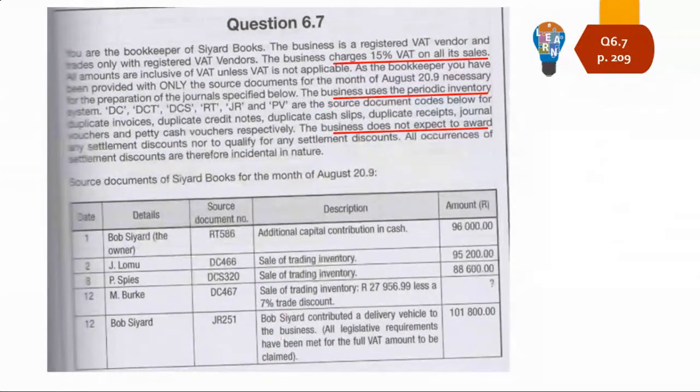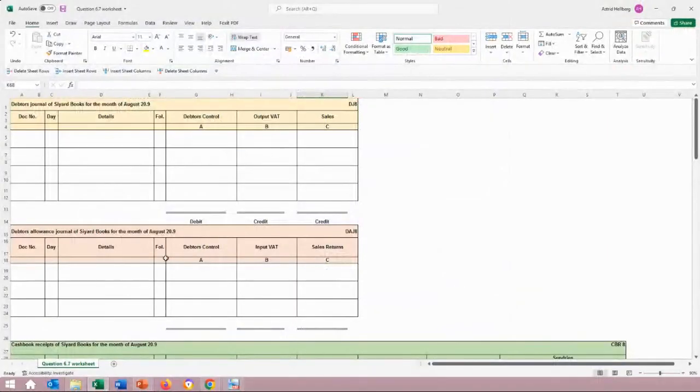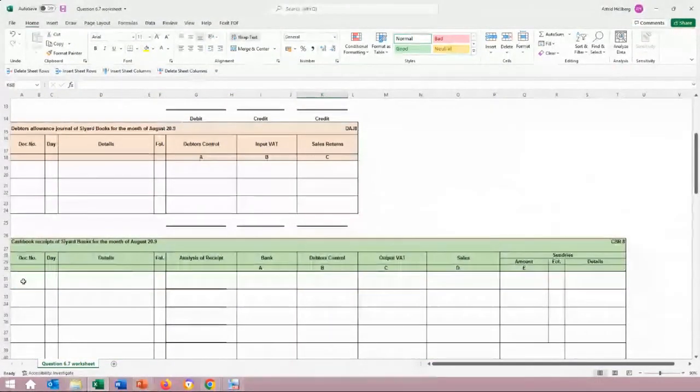Okay, so the first one we said is a cash capital contribution in cash, which would go to your CBR. So that was correct, Lino. This was a capital contribution of 96,000. So let's go fill it in on our capital cash book.